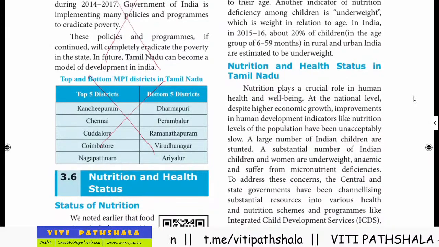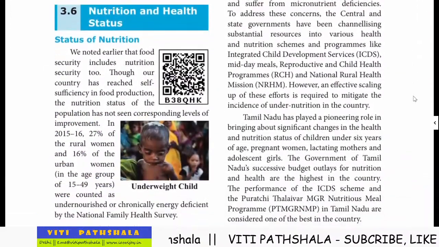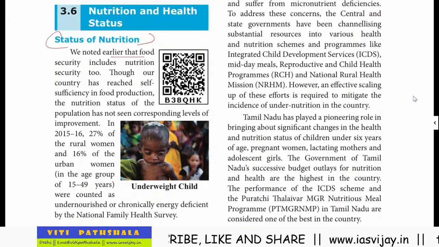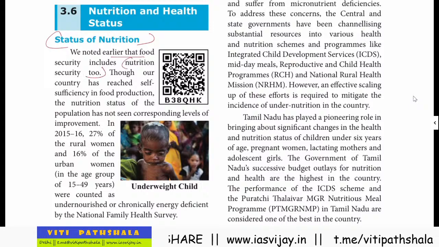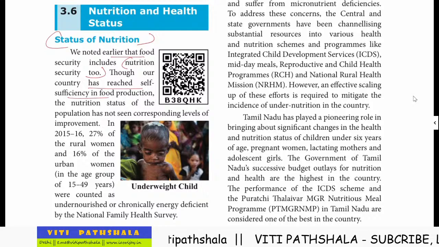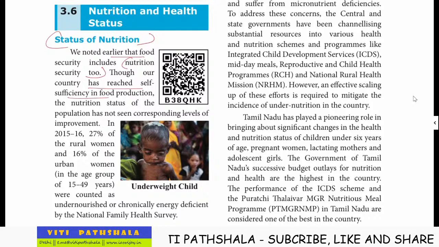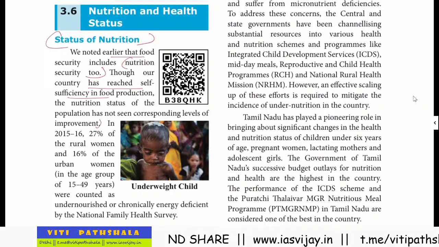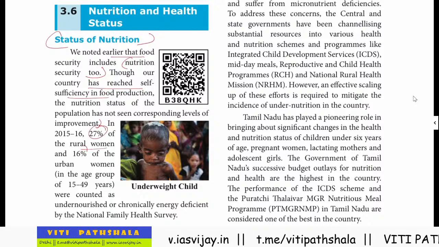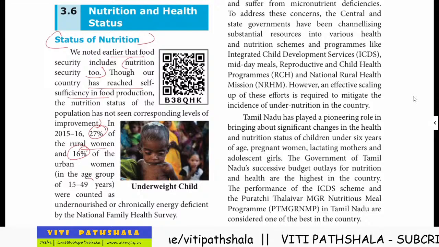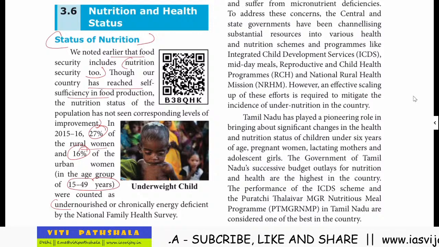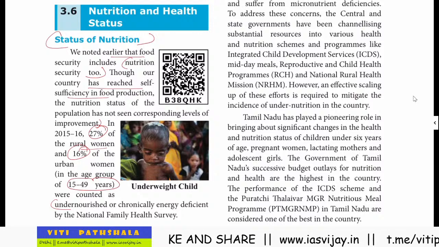Now, nature of the health status. So, the brief one we would be doing. Status of the nutrition. We noted earlier that the food security includes the nutrition security too. Though our country has reached the self-sufficiency in the food production, the nutrition status of the population has not seen corresponding levels of improvement. In 2015-16, 27% of the rural women and 16% of the urban women in the age group of 15 to 49 years were counted as undernourished or chronically energy deficient by the National Family Health Survey.